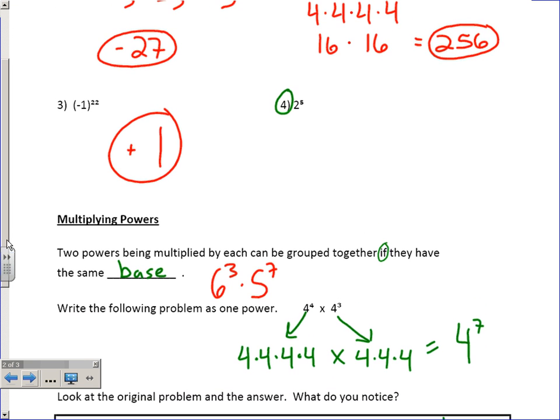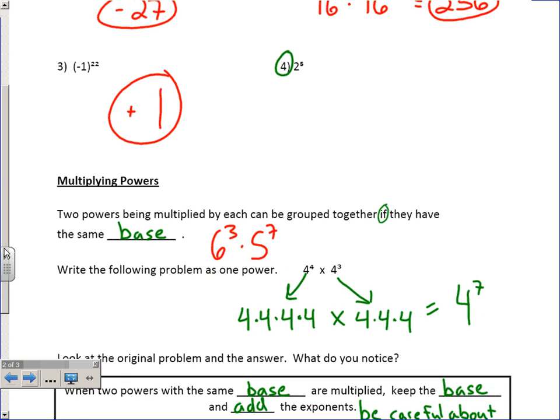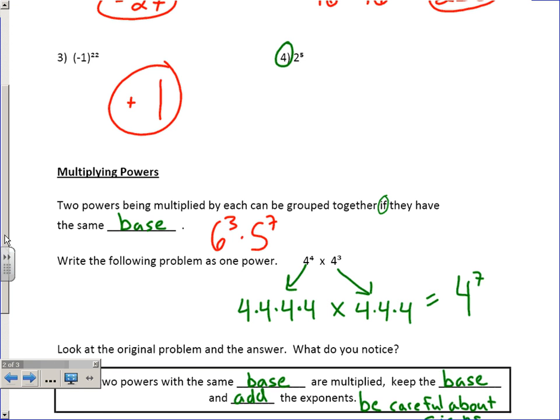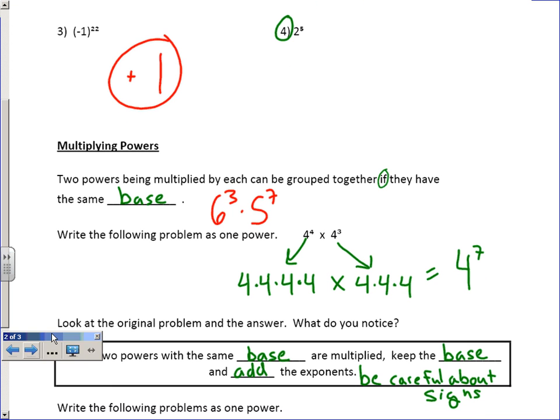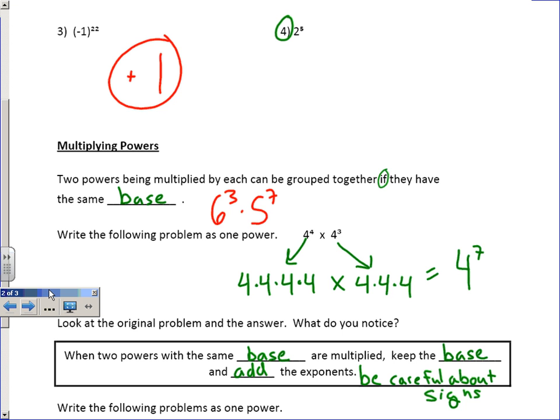Now, what did you guys notice? Look at the original problem and the exponents, and look at our solution. And see if you notice what we did. It's pretty simple. So this will be our rule. Anytime we have 2 powers with the same base, in this example there were 4, and they're multiplied, we keep the base, we kept the 4, and we just add the exponents.